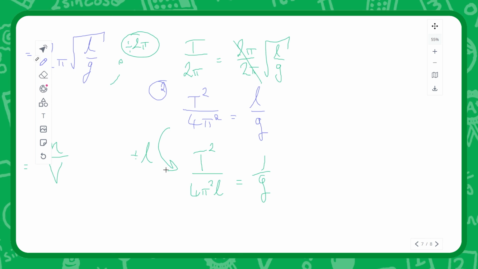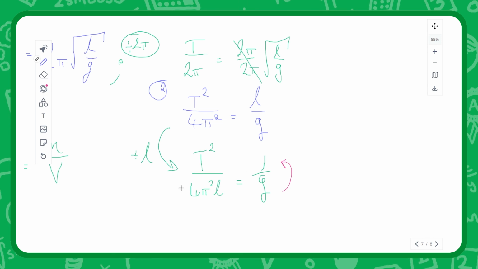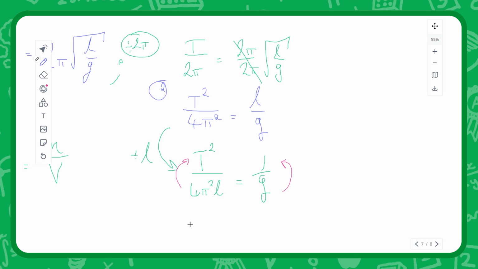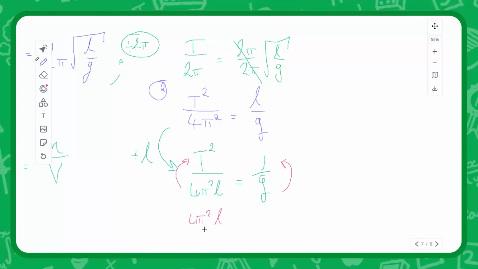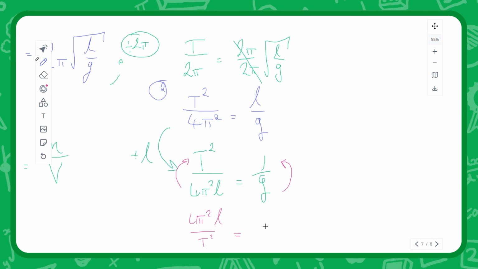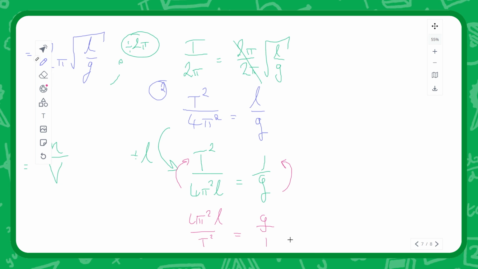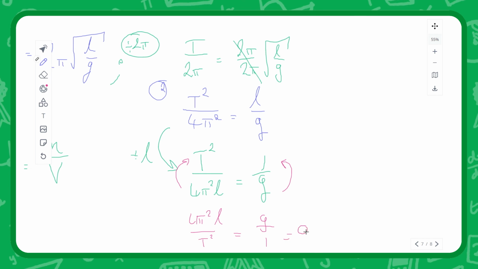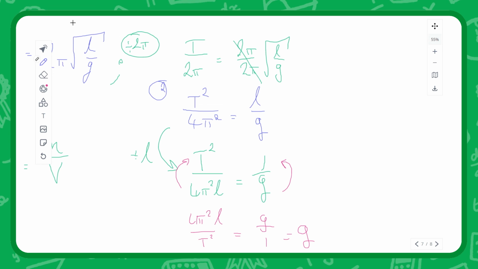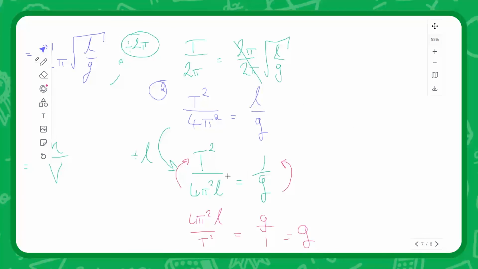Now, 1 divided by G equals T squared divided by 4 pi squared L. So we can essentially flip both fractions. And that means that we get 4 pi squared L over T squared equals G over 1. And anything divided by 1 is just itself. So these are two ways that you could simplify these more complicated pieces of information.